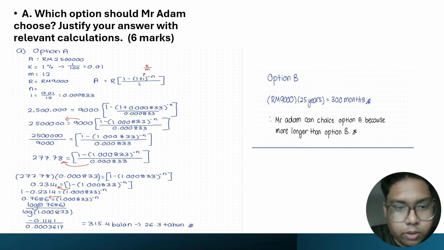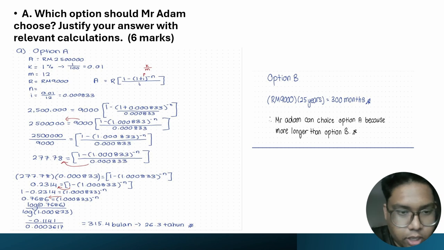So first, we must move the 9,000 to the other side. So we bring the 9,000 to the other side. So 2,500,000 divided by 9,000, and we will get 277 ringgit 78 cents. And now we calculate the bracket. For the bracket, we must bring the 0.000833 to the left side.